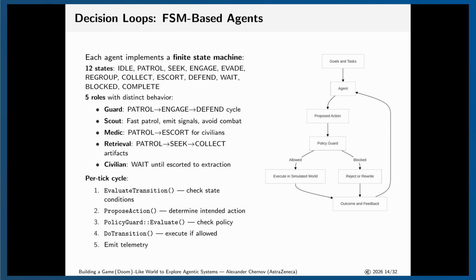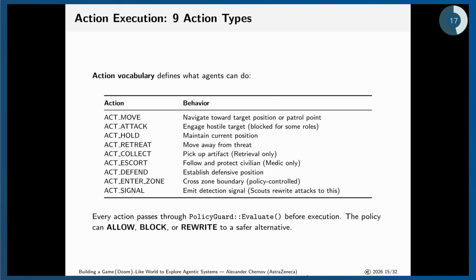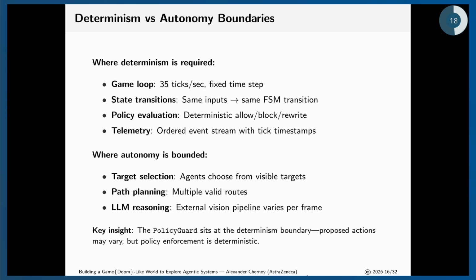We also have a per-tick cycle, which means it's like in a CPU, we have certain ticks, and each operation should take certain ticks. This way we control performance, we make sure that we're always moving forward and we don't pollute things too much with actions we don't need. We have actions of 9 types: move, attack, hold, retreat, collect, escort, defend, enter zone, and signal. So obviously for Doom, it's clear: moving one character to another room, attacking, holding, retreating, collecting, escorting, and so forth.